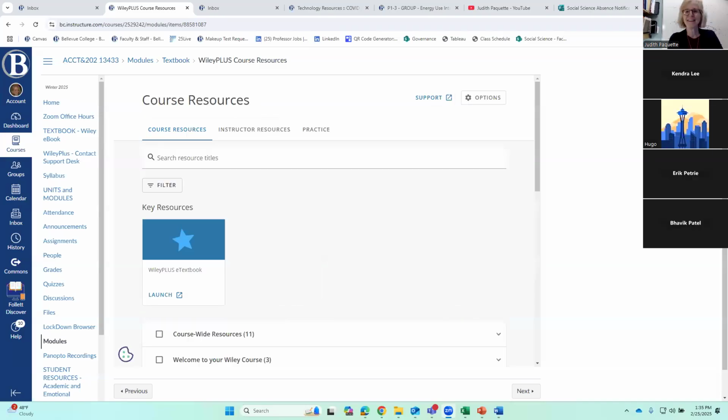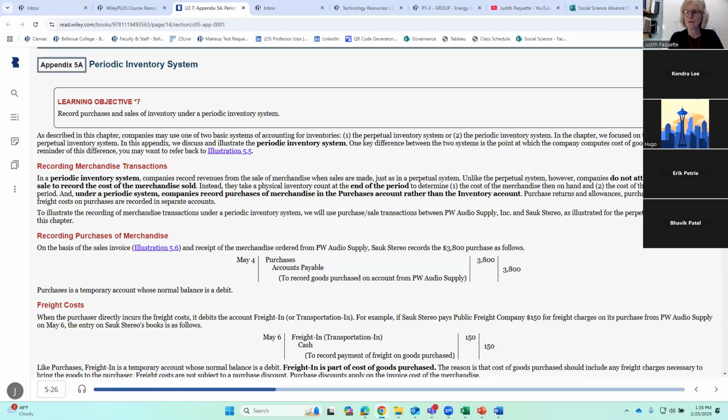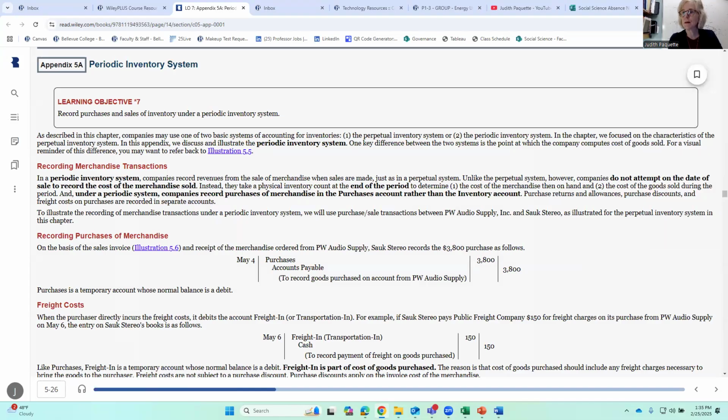It's February 25th. We are in Chapter 5, review session. And I'm just sharing my screen. I want to bring up a really helpful page in your textbook. Okay. So can you guys see my, those of you that are here, can you see my textbook? Yes. Appendix 5A. Okay, thank you.